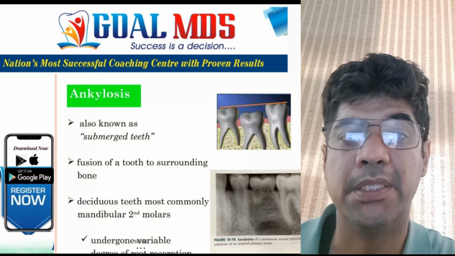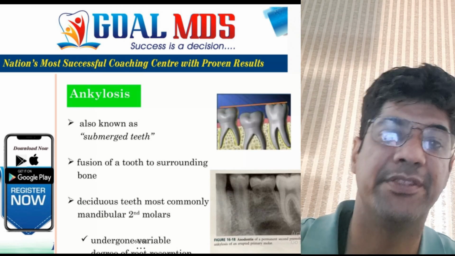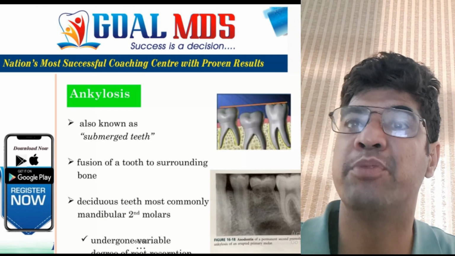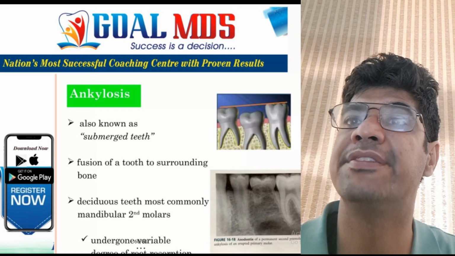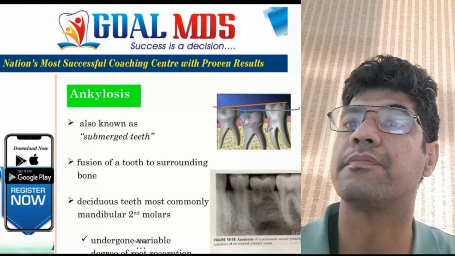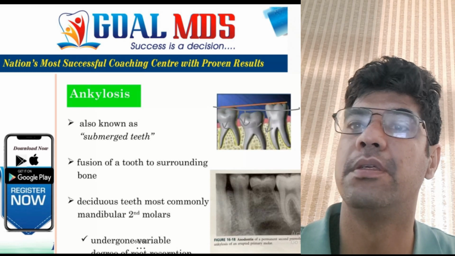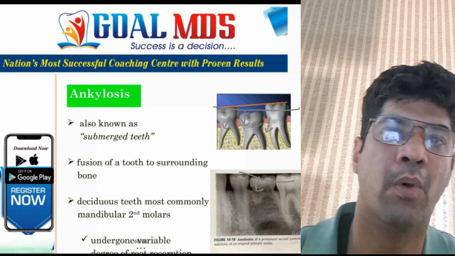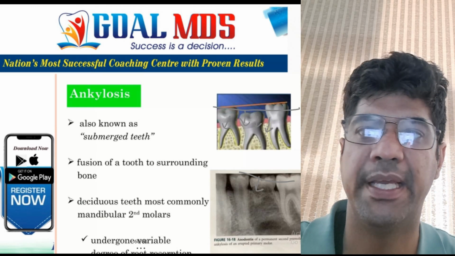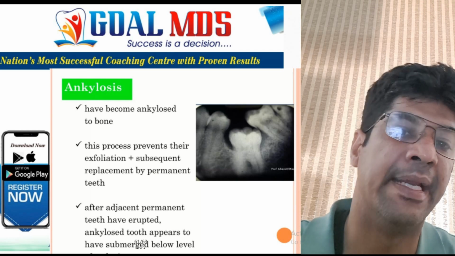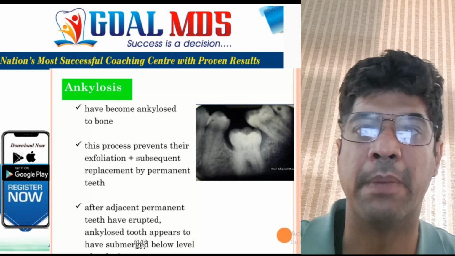It is also known as submerged teeth. It refers to the situation where the tooth becomes fused to the jawbone and its position is below the normal level where it should be. Ankylosis is seen most commonly in the deciduous teeth, mostly in the mandibular second molar. Ankylosis prevents the tooth from erupting properly and it stays below the level where it should be normally.